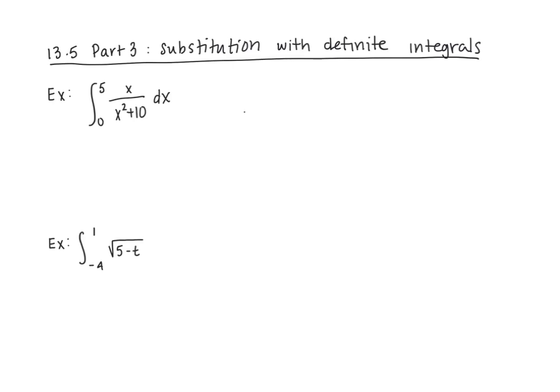So let's look at number 1. They have us doing the integral from 0 to 5 of x over x squared plus 10. So I'm going to choose the denominator to be u, and that means du dx is 2x. I'm going to rearrange this problem so that dx is by itself. So du equals 2x dx, divide by 2x.